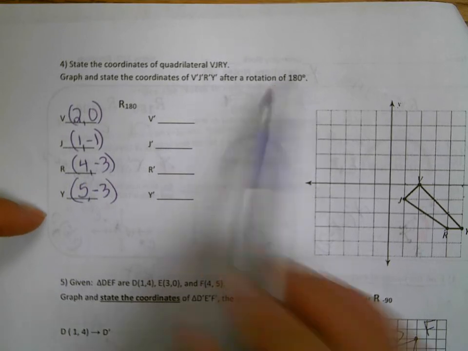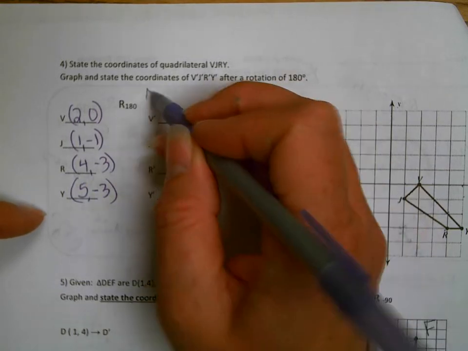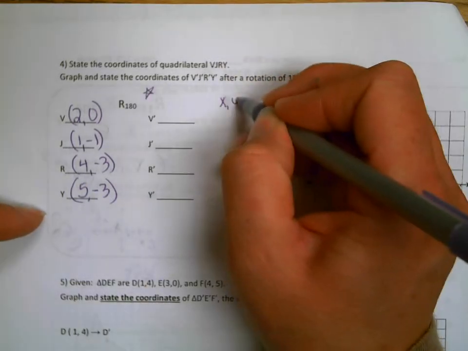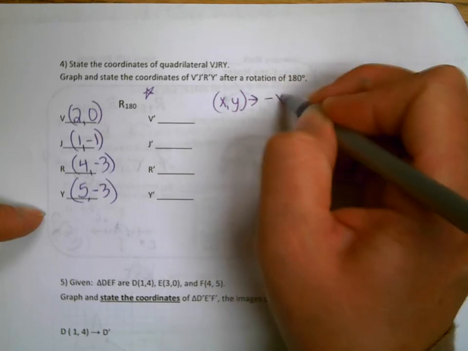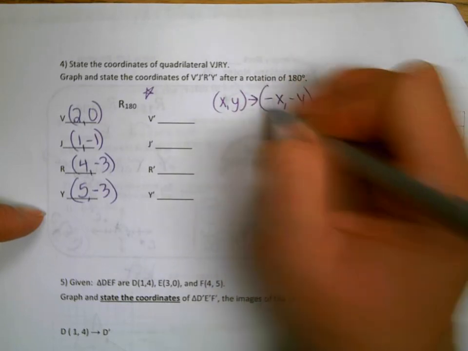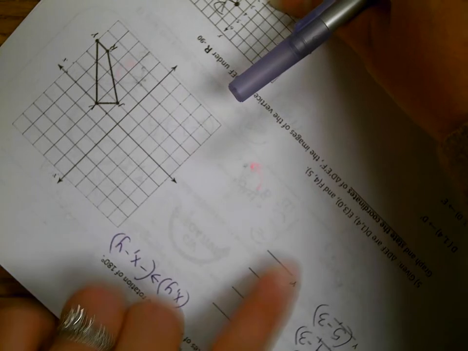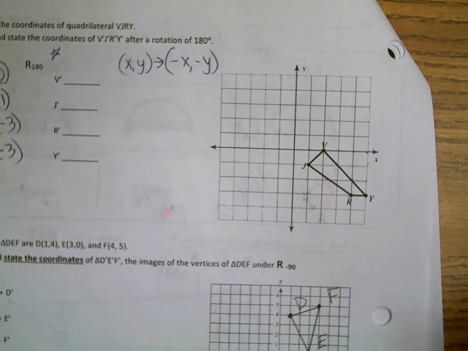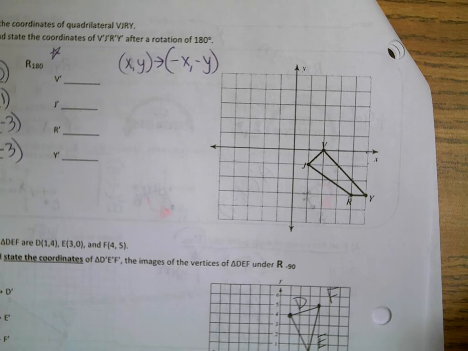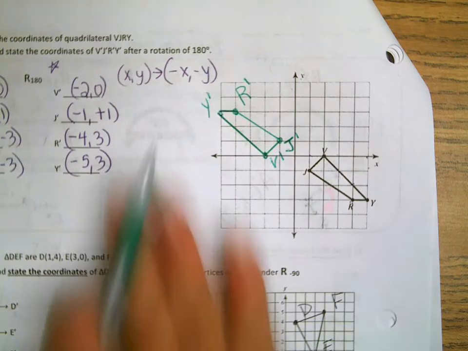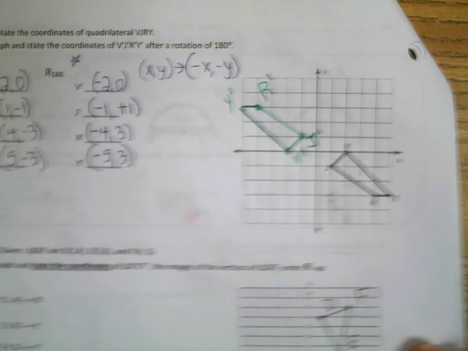So we're going to find the new ordered pairs. You could use the rule, XY becomes -X, -Y, or you can take your paper, rotate it upside down, and write in the new ordered pairs. Then I'd like you to graph it from there. So I'm going to pause and ask you to do it on your own. And this is what we should be getting.